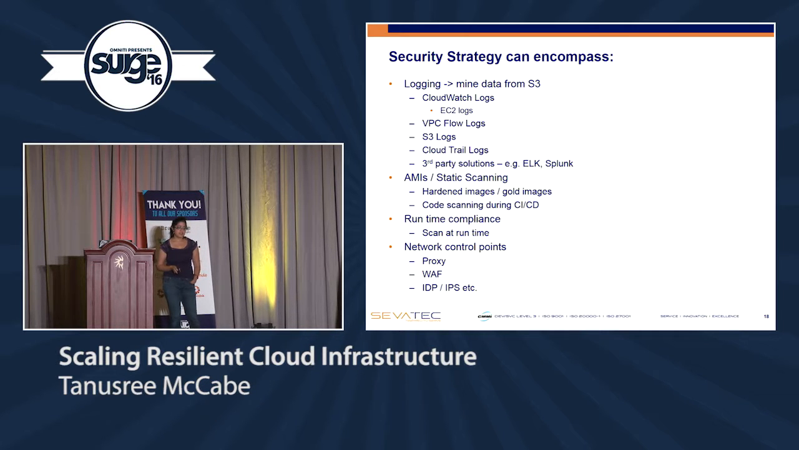Okay, so security strategy can encompass a lot of different things. We talked about logging. In Amazon, there's a lot of different sources for logs. They should, in my opinion, all be considered. And remember, we talked about encryption, right? You want to make sure your logs are encrypted too. And then there's a whole discussion around Amazon machine images and static scanning. I could do an hour just on that probably, but I don't want to bore you today.